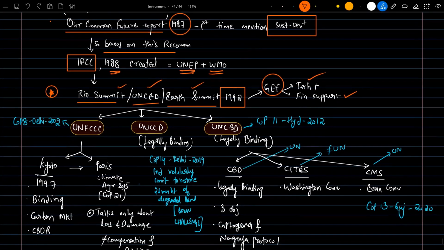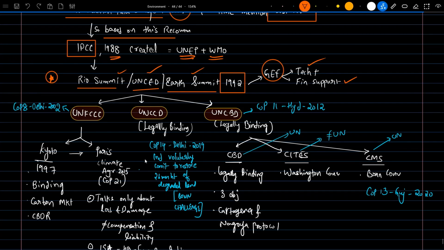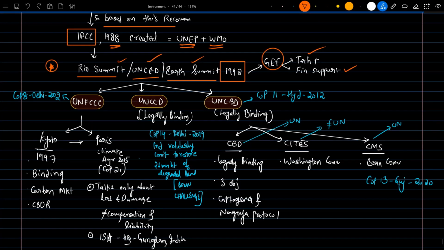Okay, so let's see the organizations. What are the frameworks that were adopted under this Earth Summit? First is UNFCCC, the United Nations Framework Convention on Climate Change. Second is UNCCD, the United Nations Convention to Combat Desertification, and the third convention is the United Nations Convention on Biodiversity.